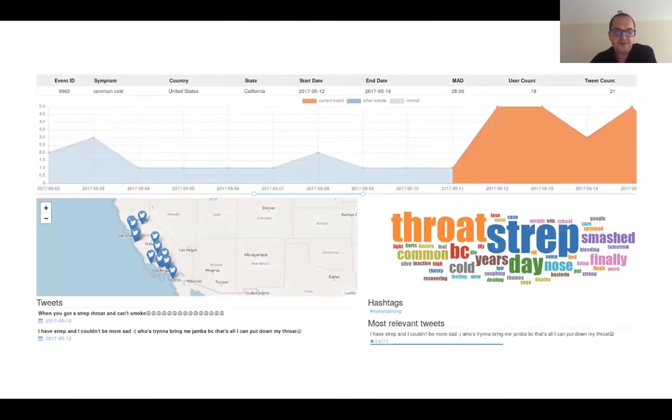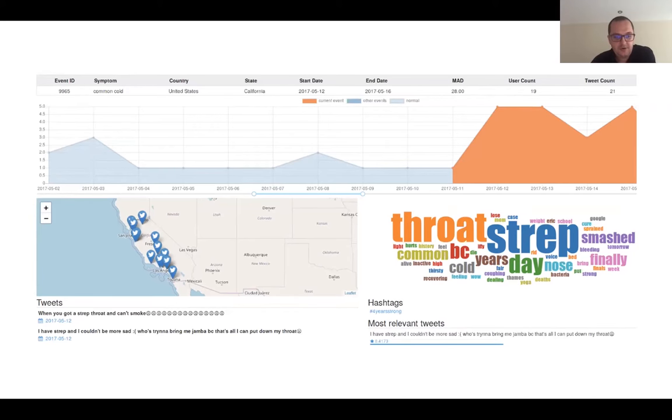Because this project was primarily meant for analysts who will use this data stream and compare it with other data streams, if they find some event relevant, they will send someone on the ground to investigate a bit more. So we have the evolution of the event on the chart at the top of the screen. The part highlighted in orange is the current event, so the analyst may decide to investigate that particular event. Then you have the location, some of the places where these tweets are coming from.